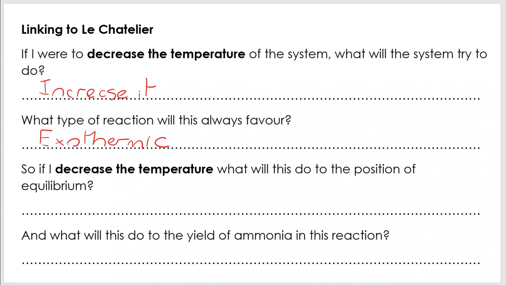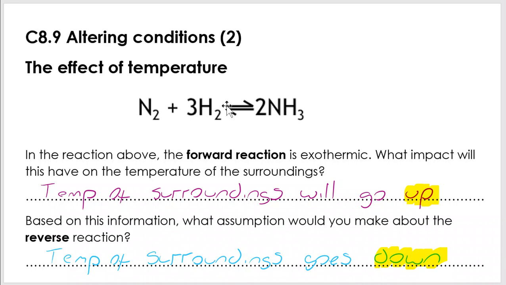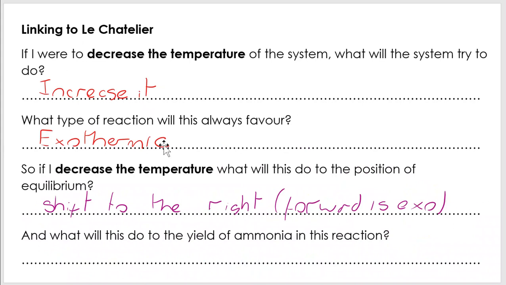So what will that do to the position of equilibrium? Well, the forward reaction here is exothermic, so it's going to shift the equilibrium to the right, because forward is exo. And if it's shifting equilibrium to the right, what will that do to the yield of ammonia? It will increase the yield of ammonia because the equilibrium is closer to it. Again, that was discussed in quite a lot of detail in the previous video.